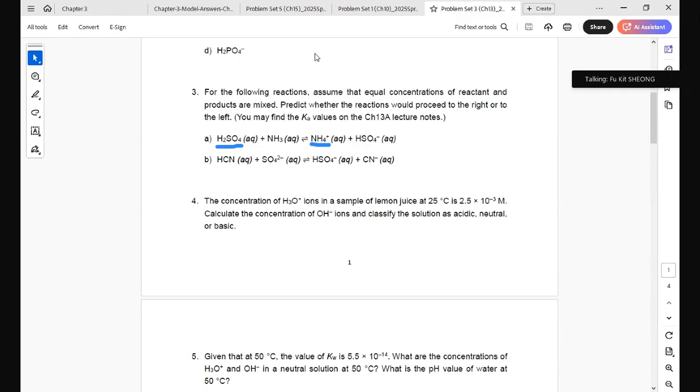So if you have a very strong acid, then the strong acid side is going to dominate. Sulfuric acid is clearly stronger than ammonia, so the sulfuric acid side is going to push to the other side. The second one, 3B, is a similar idea. Ken, also question 7, please.